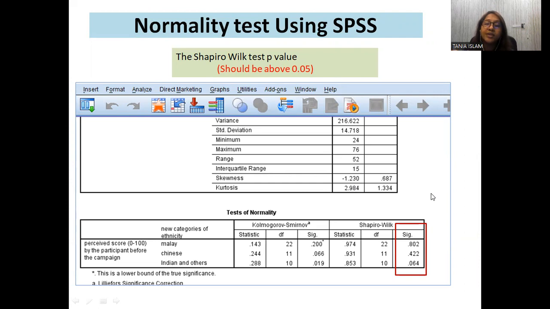Okay, so that means my data is normally distributed, and I can interpret that the knowledge of normal people, and different ethnic groups' knowledge also, can be reflected from my study.